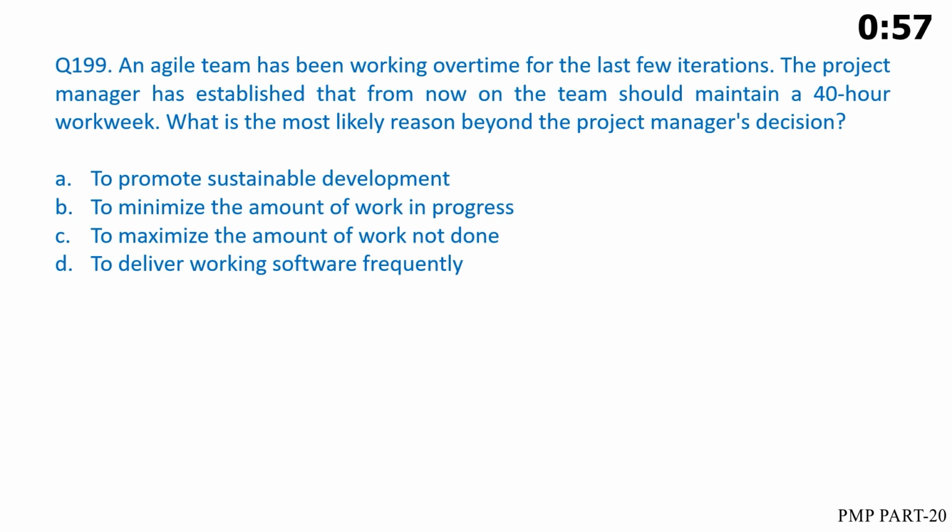An agile team has been working overtime for the last few iterations. The project manager has established that from now on the team should maintain a 40-hour workweek. What is the most likely reason behind the project manager's decision? A. To promote sustainable development. B. To minimize the amount of work in progress. C. To maximize the amount of work not done. D. To deliver working software frequently.